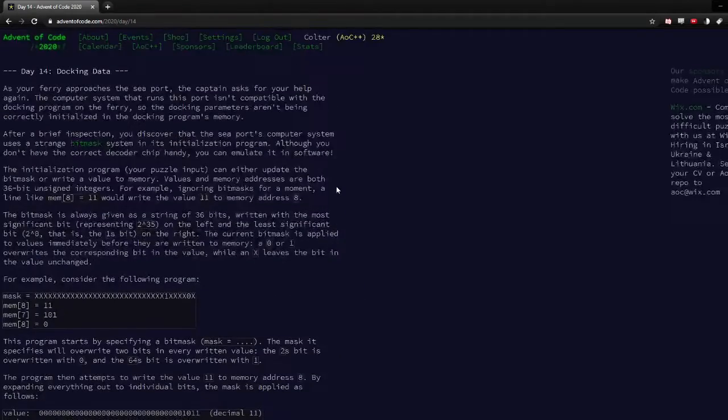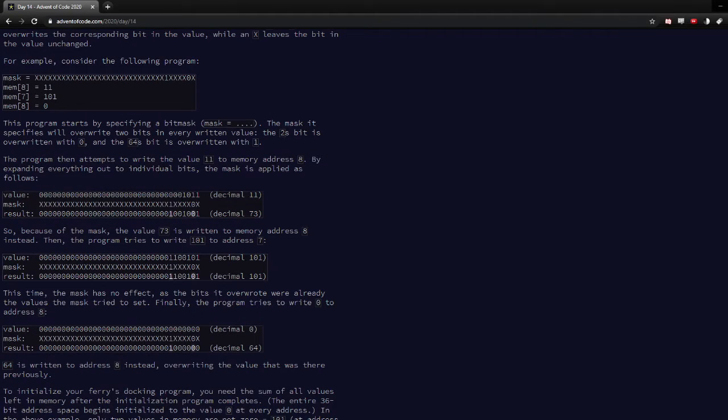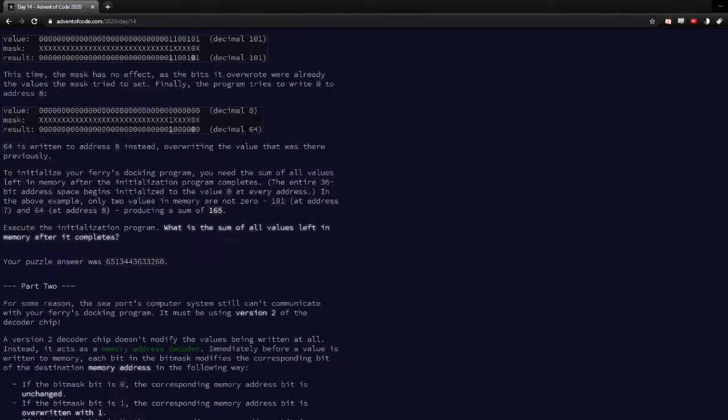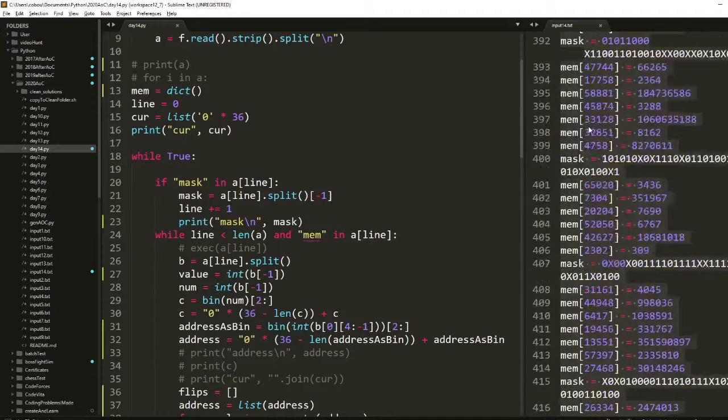Basically, in part one, you're given a bit mask, and anytime there's an X, you just write what was originally in the string. But if it's a 0 or a 1, then you overwrite what was in that spot in the original input. So in this case, 1 stays a 1. But since we saw a 0 here, that overwrites this 1. And so you basically had to do that for a given input and say what happened.